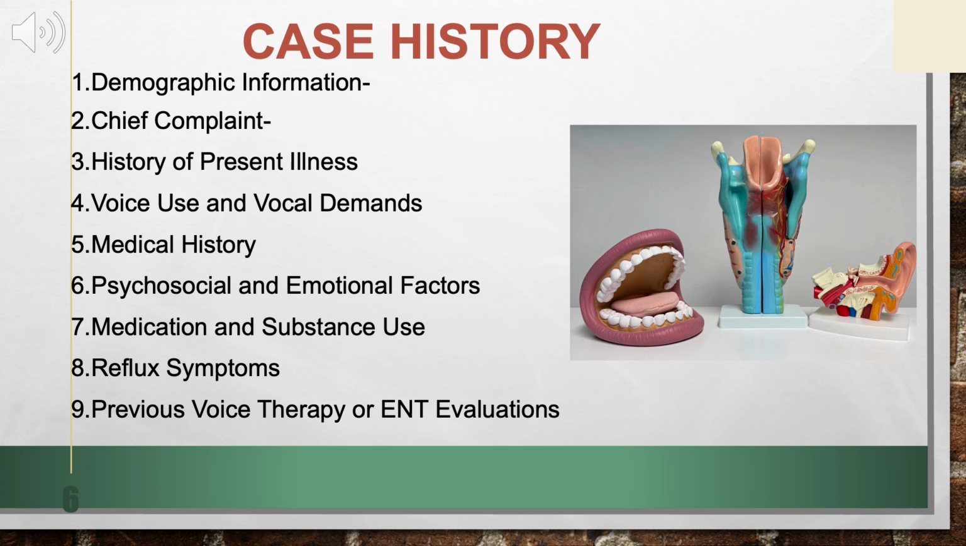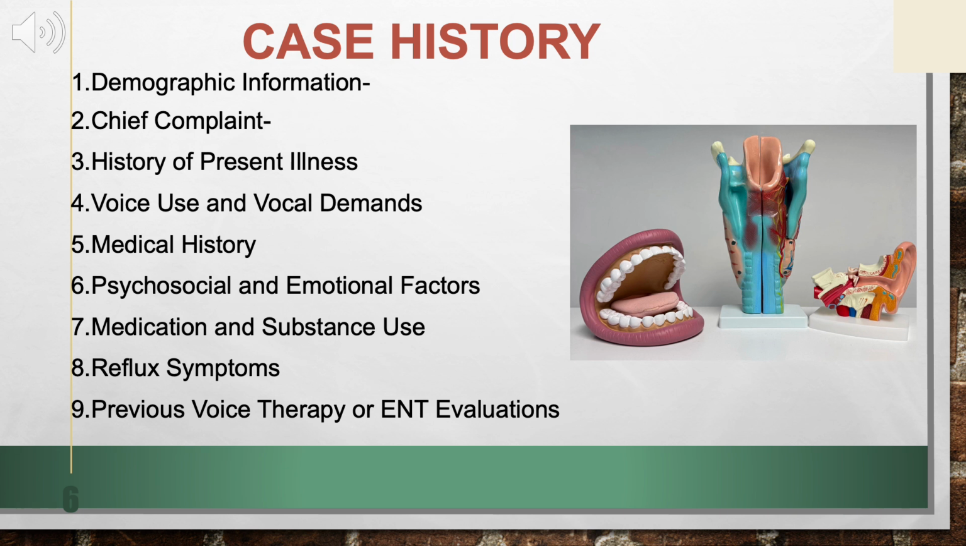Case history. This history helps the speech-language pathologist, SLP, or ENT to correlate subjective symptoms with objective findings, guiding the next steps in assessment, diagnosis, and treatment planning. Demographic information: name, age, sex, occupation, and voice use demands, e.g., teacher, singer, public speaker. Chief complaint: patient's primary concern or reason for seeking evaluation, e.g., hoarseness, vocal fatigue, pitch changes.